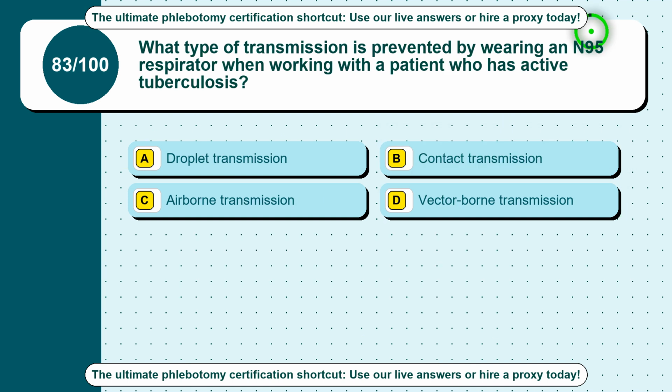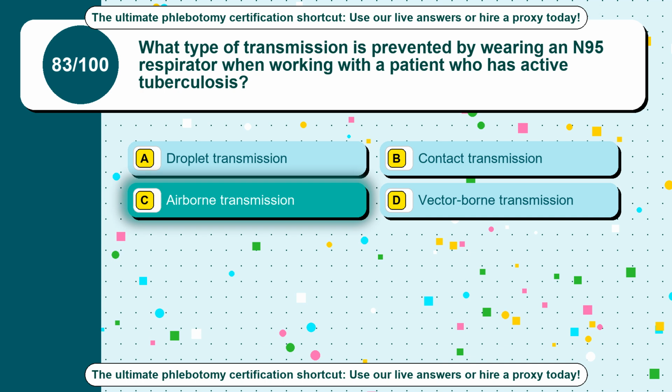Question 83. What type of transmission is prevented by wearing an N95 respirator when working with a patient who has active tuberculosis? Option A. Droplet transmission. Option B. Contact transmission. Option C. Airborne transmission. Option D. Vector-borne transmission.